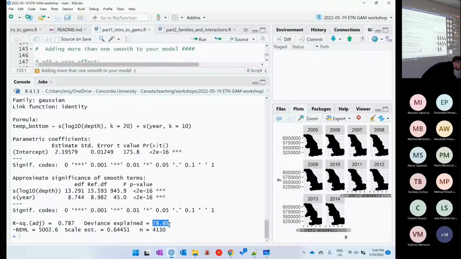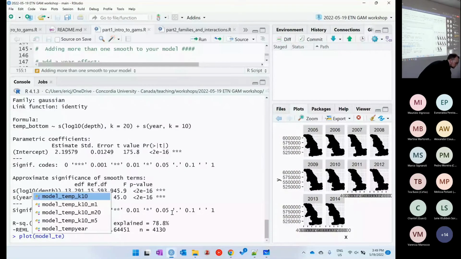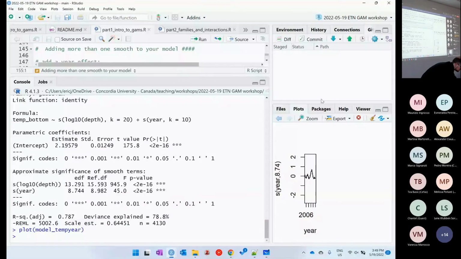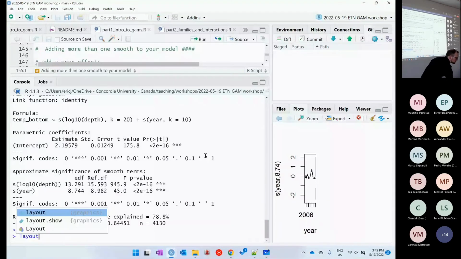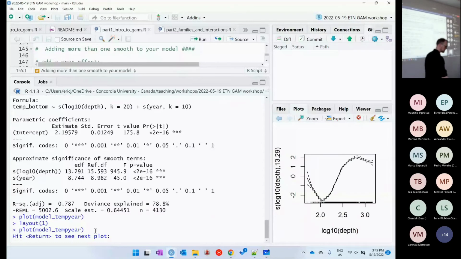And we can plot this. We just plot, what do I call this? Model temp year. So we plot it like this. Actually, I have to set back to one plot. Yeah, so we plotted. The default option for mgcv is that it'll give you each plot in turn. You have to press enter to step through them.